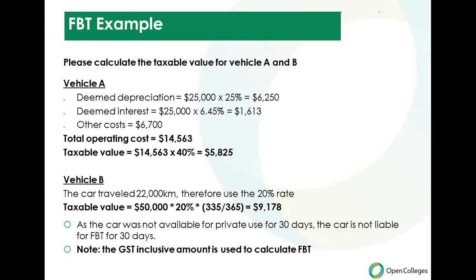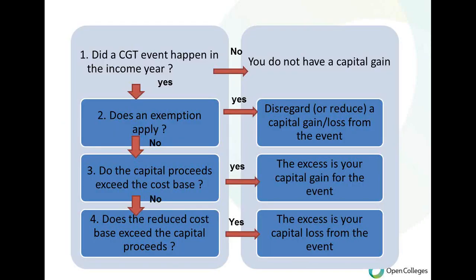So the reason you ask these questions is you need to determine whether, firstly, there is a capital gain, and whether there's any exemptions that may mean you disregard or reduce the capital gain. If the capital proceeds are greater than the cost, the excess is your capital gain. If the reduced cost base exceeds the proceeds, the excess is your capital loss. So from a timing point of view and the understanding of those CGT events, always pay attention to the cost base, to the proceeds, and to the dates of the transactions themselves.